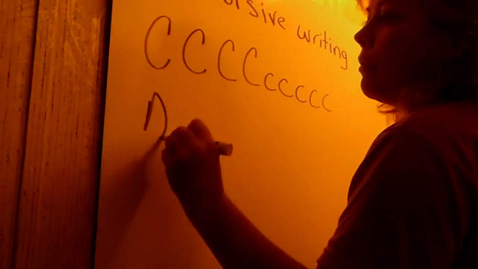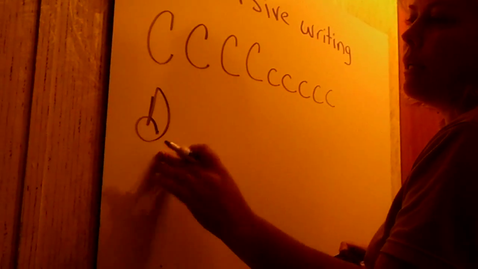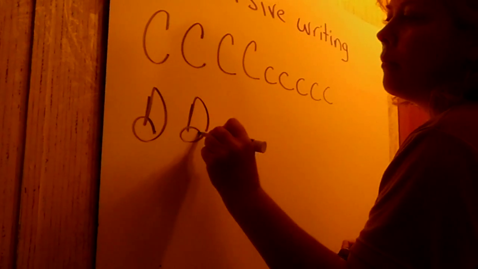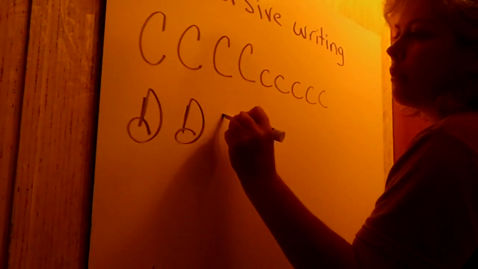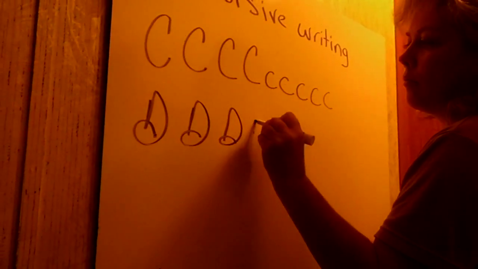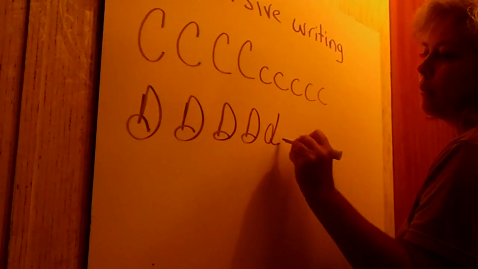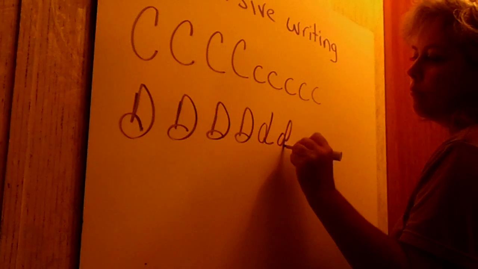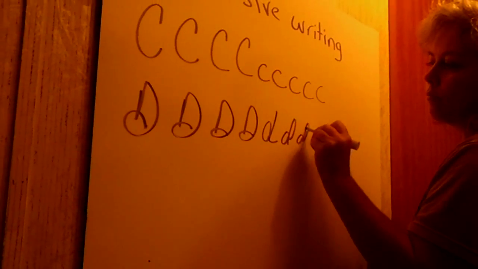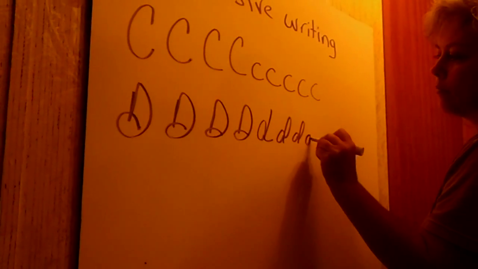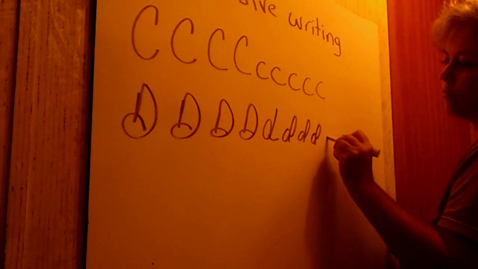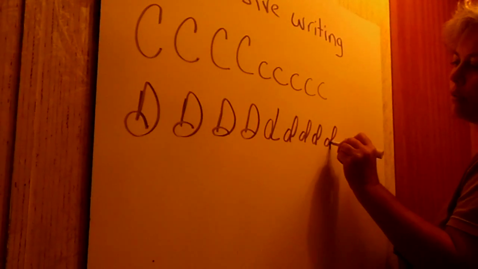D's, capital D's, same thing like a B. You got a cursive on the bottom. You just make it curl. And then your D's. Make them have little loops on them.